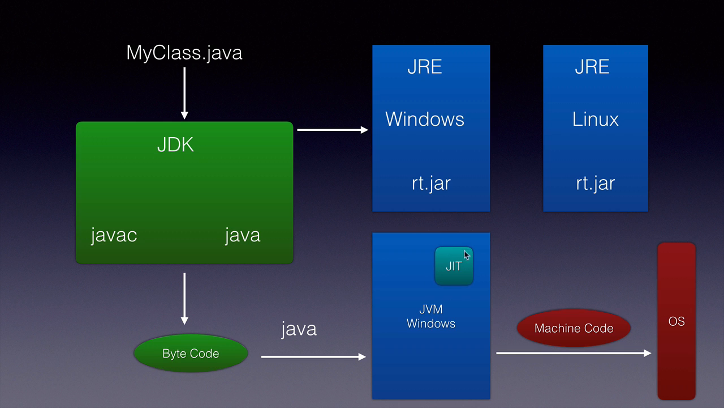By default, the JIT is enabled when you use a Java command. If you want to disable it for debugging reasons or whatever, you can use the -D option, java.compiler is equal to none. This will disable the JIT.